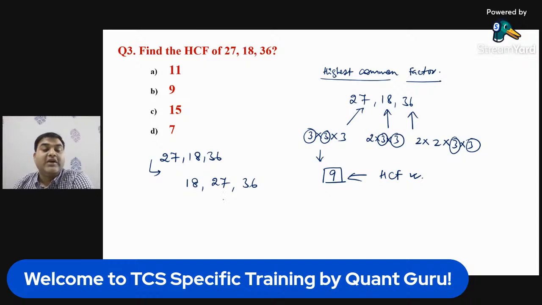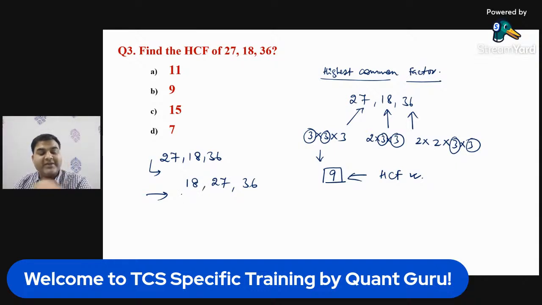And I'll try to find out from the left hand side. Last time in LCM we started from the highest number. Now we are starting from the lowest number. So from the lowest number, between 18 and 27 we are trying to find out what is the HCF for that. How to find that? You can do it this way.